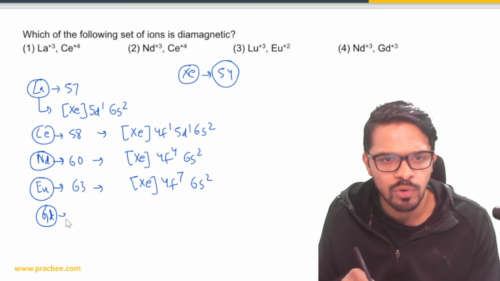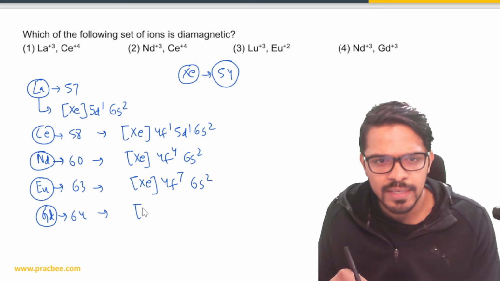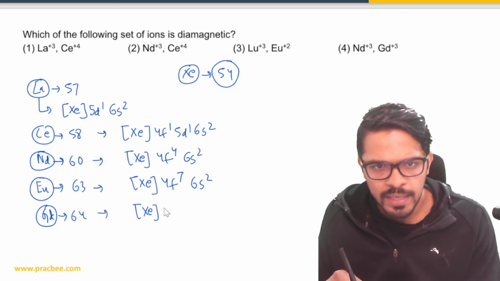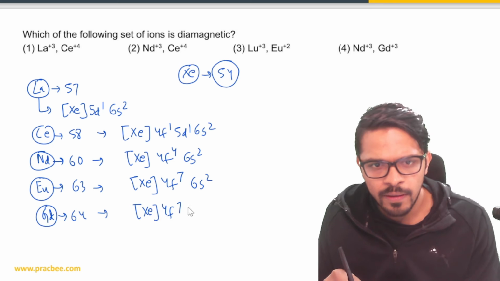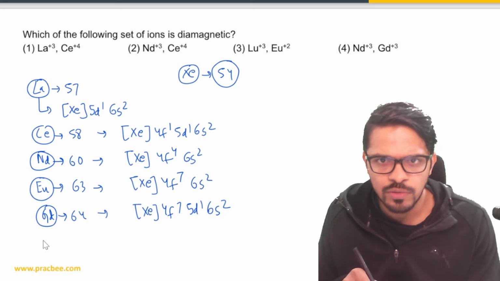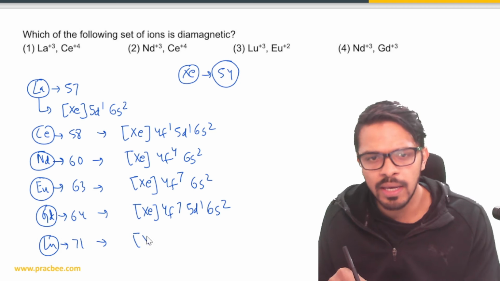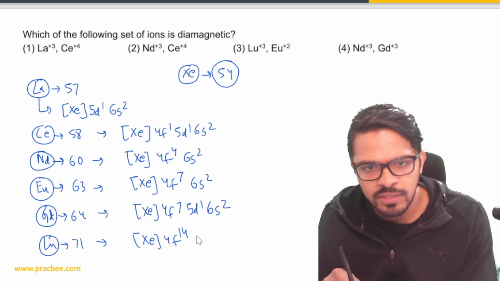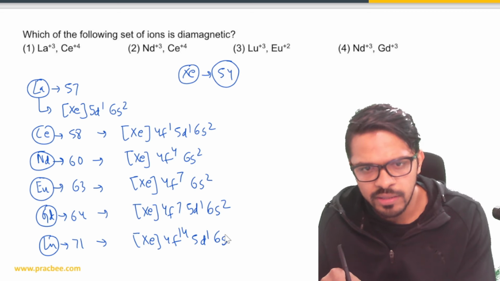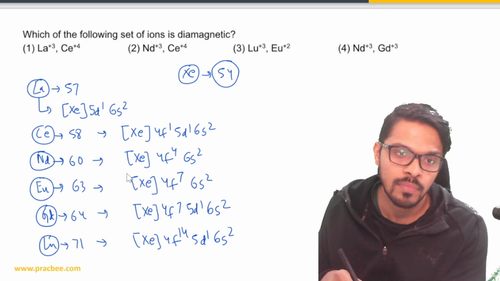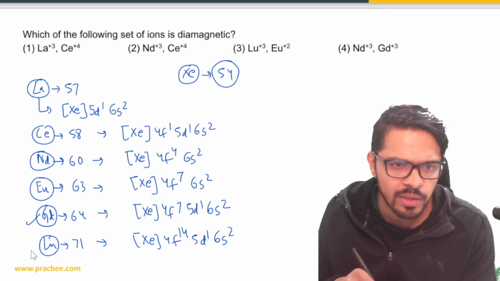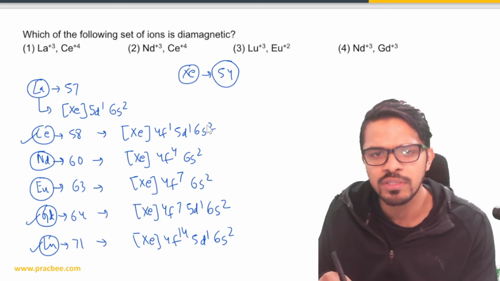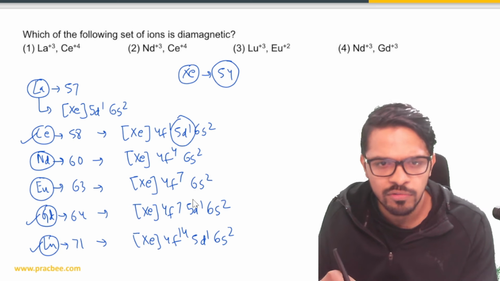Then we have lutetium and gadolinium. Let us talk about gadolinium first. It is xenon. It has an electron in 5d. So 5d1, 6s2. And the last one is lutetium. Lutetium is 71. Again, it has an electron in the 5d subshell. So we will have 5d and this will be 6s2. I hope you know gadolinium, lutetium and cerium are three exceptions which basically have an electron in the 5d subshell.